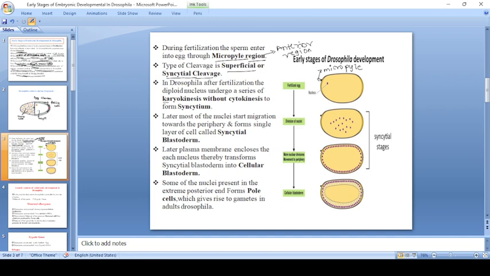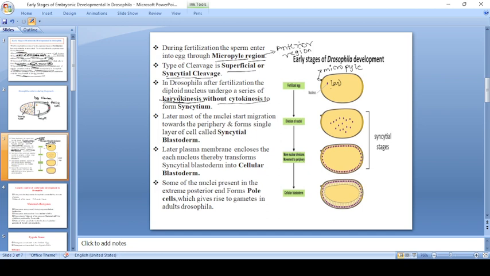What happens? See here, after fertilization, this nucleus becomes the diploid nucleus. Now, this diploid nucleus undergoes a series of karyokinesis. Karyo means nucleus, kinesis means division. That means division of the nucleus, without cytoplasmic division, cytokinesis, which is nothing but the division of the cytoplasm. So after fertilization, this diploid nucleus undergoes rapid divisions without cytoplasmic division.